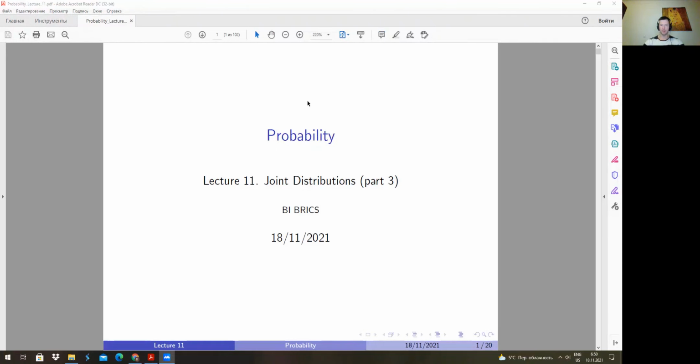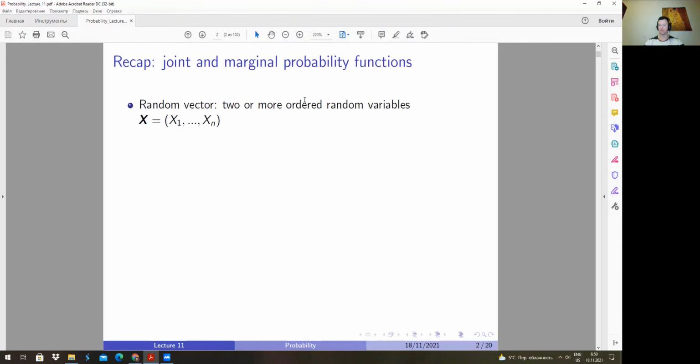In the beginning, let us recap the previous material, what we have covered, and let's extend this to the general case of n variables, because in the previous two lectures we spoke mostly about two random variables. So let's try to extend this to the general case.